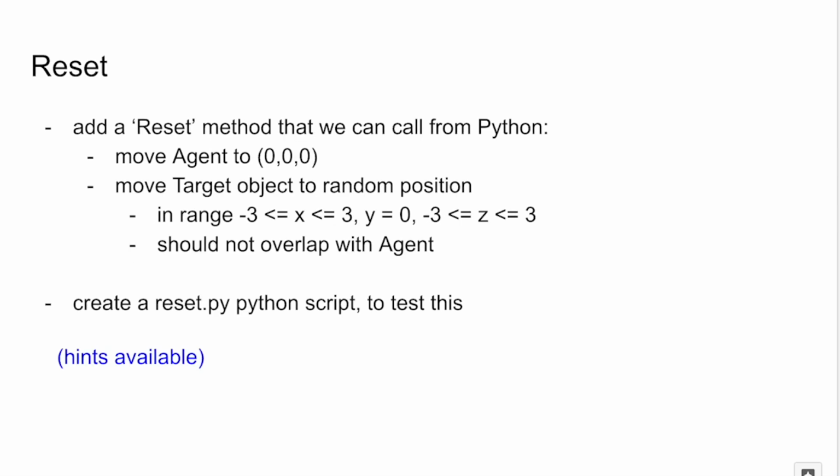The next task is called reset. And what we need to do in this task is to add a reset method that we can call from Python. It should move the agent to 0, 0, 0, and it should move the target to a random position in the range, like x is -3 to +3, z is -3 to +3, and y equals 0. It should not overlap with the agent. And we need to create a reset.py Python script to test this.